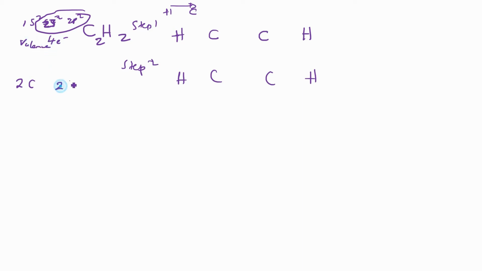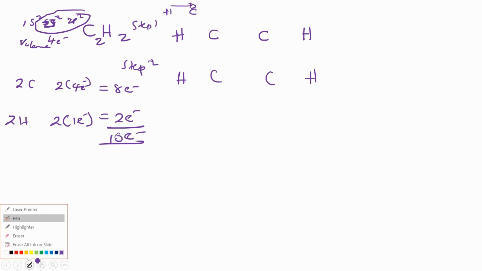So it's going to be 2 times 4, so you get 8 valence electrons from the carbons, and then you have 2 hydrogens. Each hydrogen is bringing 1 valence electron, so you have 2 electrons. The total valence electrons is 10 electrons to spread around the structure. So use part of these 10 electrons to make bonds. I'm going to use a red pen to at least make a bond in each.